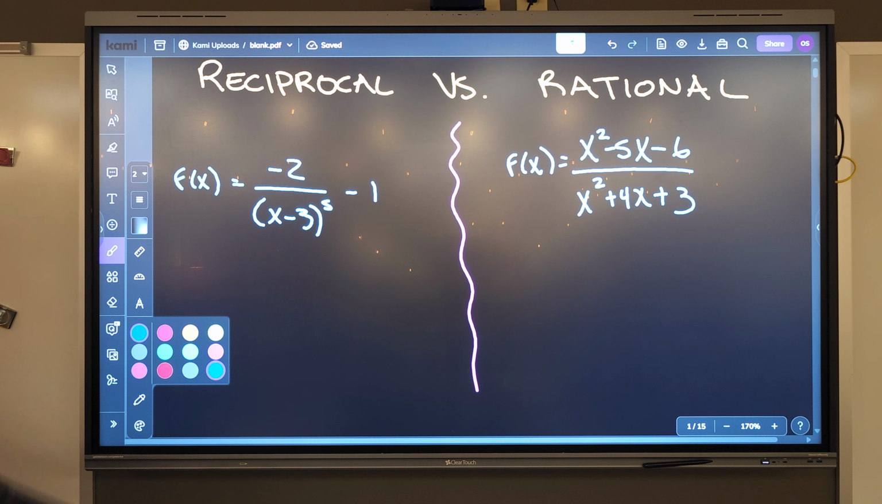So what do you guys notice? I mean, they both have fractions, so how come they're not both? What do you notice visually speaking? What's the difference? There are no parentheses on that one, okay?